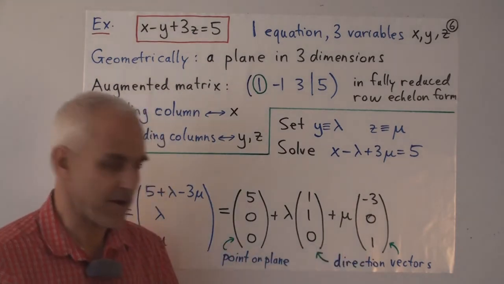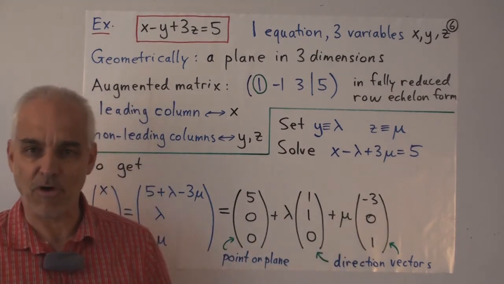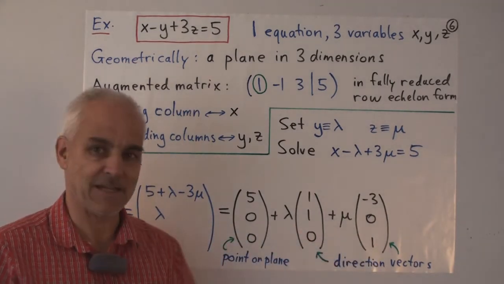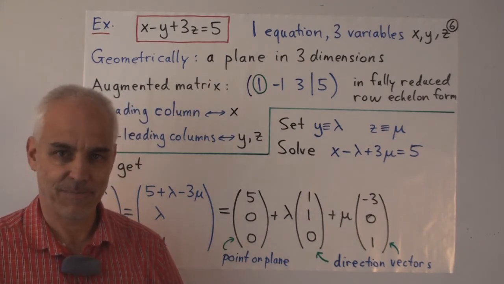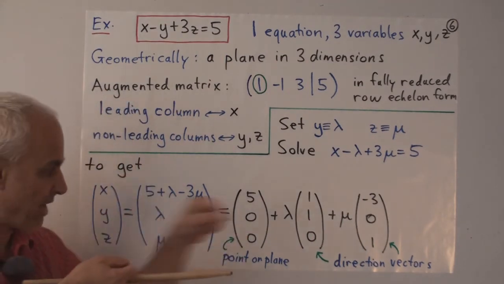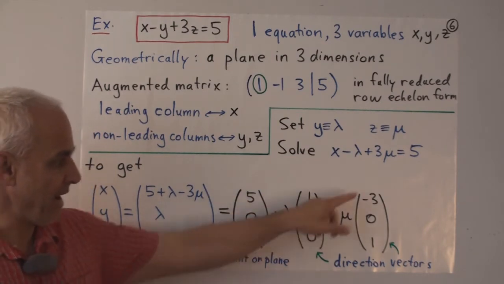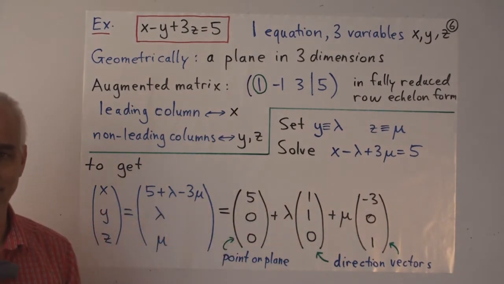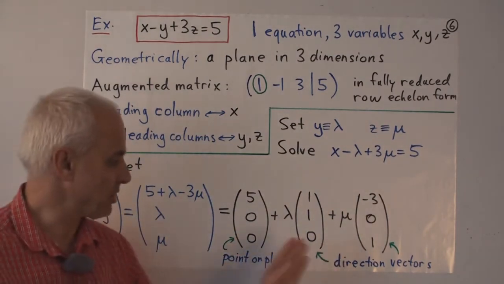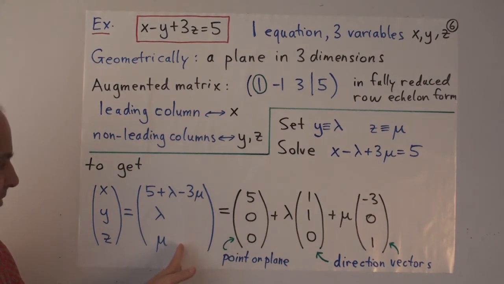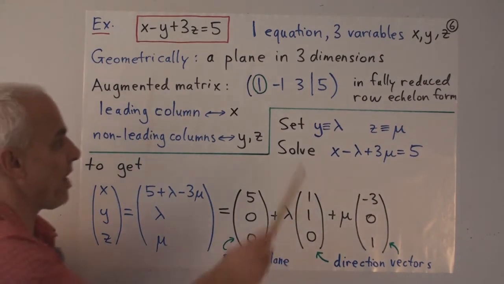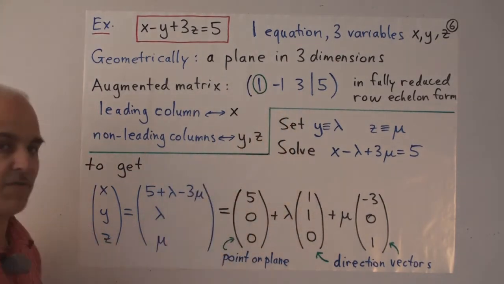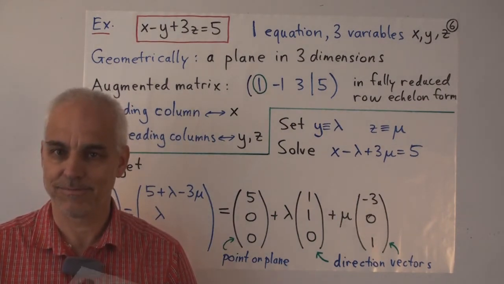So when we write it like this, we recognize this is a parametric form for a plane. It's the plane that goes through this point and has these two vectors as its direction vectors. So we're allowed to start at this point and go any multiple of 1, 1, 0 and any multiple of minus 3, 0, 1, and that will get us to any point on the plane. So that geometric description comes around from the parametric form for the solution, which comes about by setting the non-leading columns equal to parameters and solving for the leading column variable.